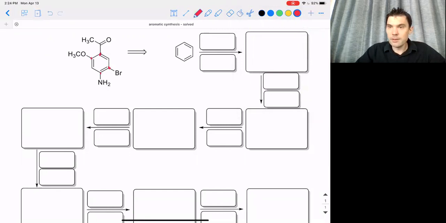Generally what I tell folks to do is label these as either ortho-para directors or meta directors right off the bat. And so this one's going to be a meta director. Bromine, remember, is deactivating, but technically it's an ortho-para director. NH2 is our very powerful ortho-para director, but the downside with it is that we can't do Friedel-Crafts.